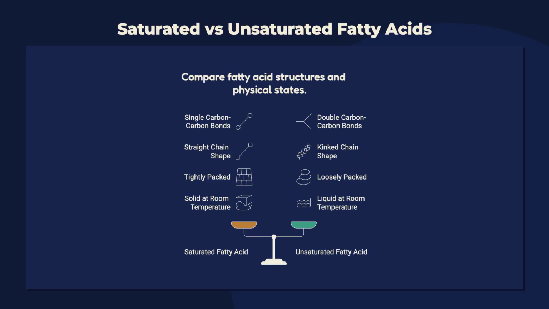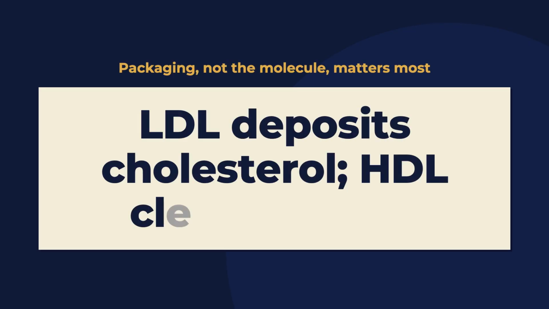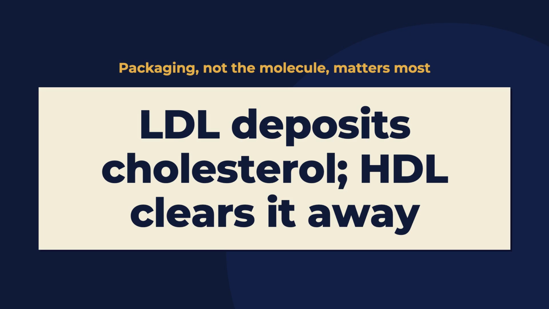Saturated chains hold only single bonds, are packed with hydrogen, and packed tightly together, staying solid at room temperature. Unsaturated chains contain a double bond that puts a kink in the chain, so they can't pack tightly and they stay liquid instead. Cholesterol itself isn't the villain it's made out to be, since without it the body could build no membrane and no steroid hormone. What actually determines cardiovascular risk is how it's packaged for transport. LDL deposits cholesterol into artery walls, promoting plaque, while HDL carries it back to the liver for disposal.